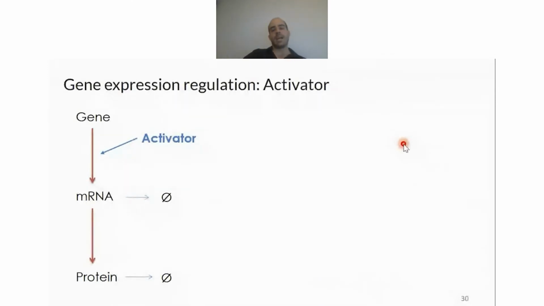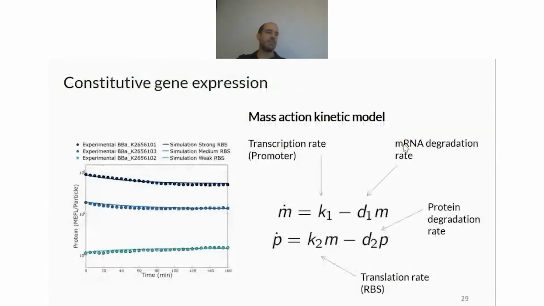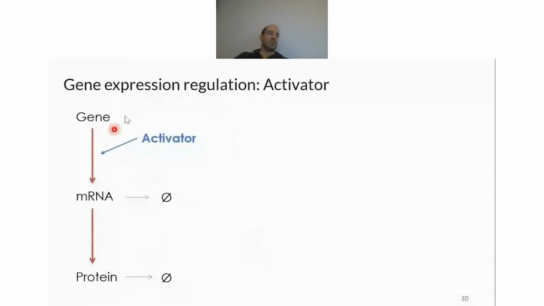Now, the previous things, the constitutive expression is a little bit boring because it's always on, as you saw in the graph. It's changing a little bit from the initial condition, but it's basically boring because you can't change anything. Let's go to a more fun way of regulation of gene expression, which is activators and repressors, as we said before.